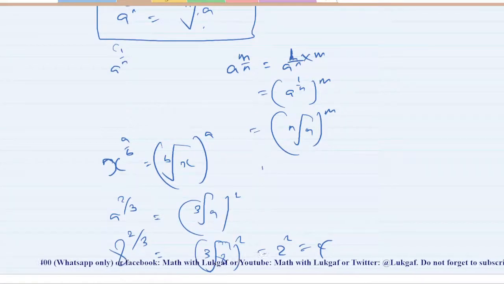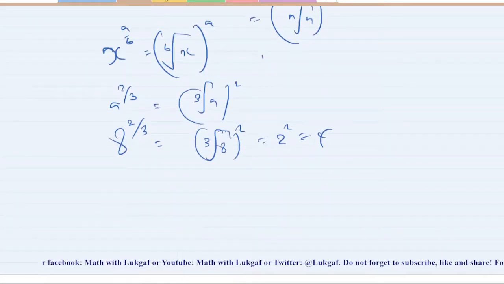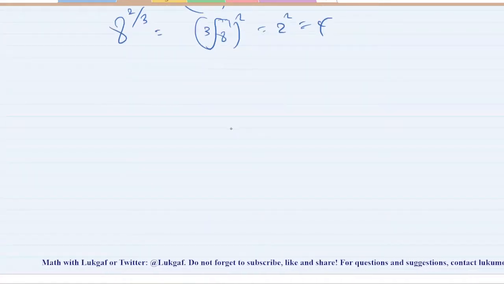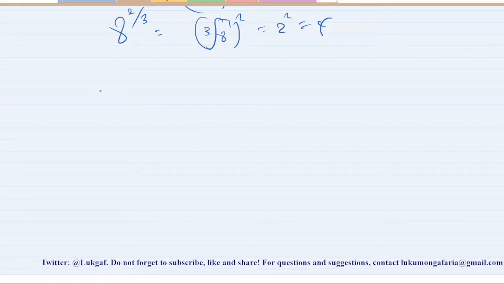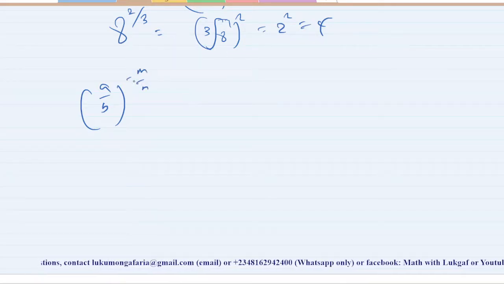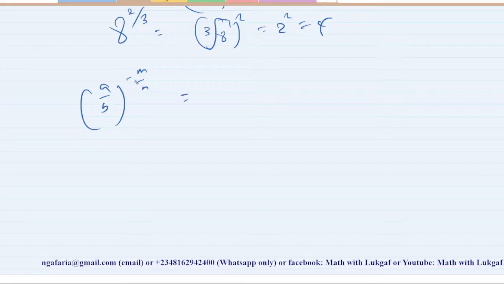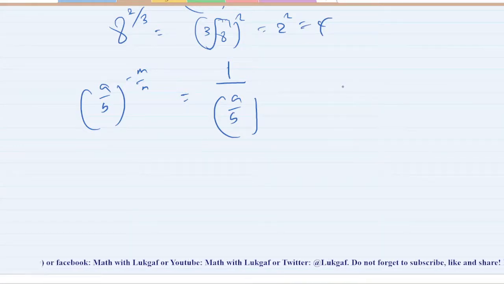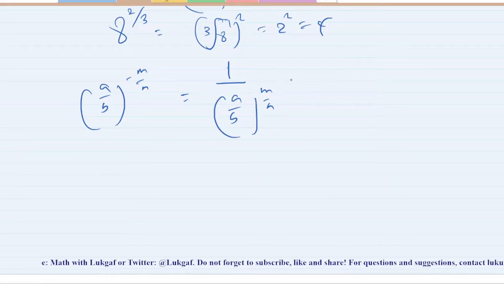So another rule I'm going to cover, let's say you now have the fractional index to be negative. If the fraction is negative, maybe I have a divided by b, everything raised to minus m over n. That is not difficult to do. If you use your negative index, the negative index will give the reciprocal of the quantity. That's 1 divided by a over b, everything raised to m over n.